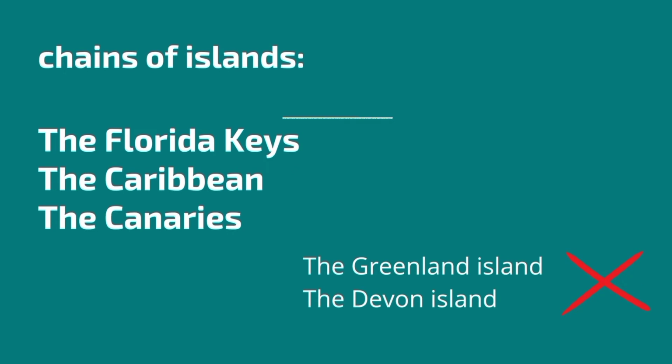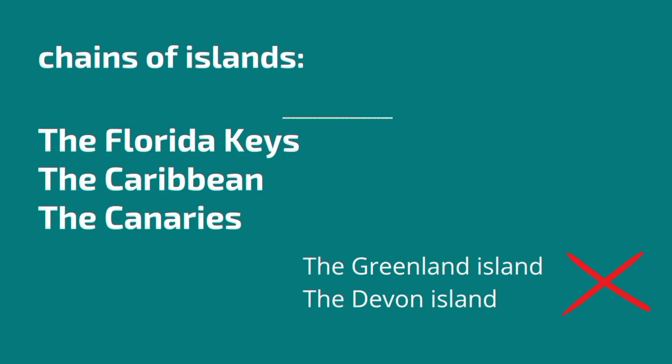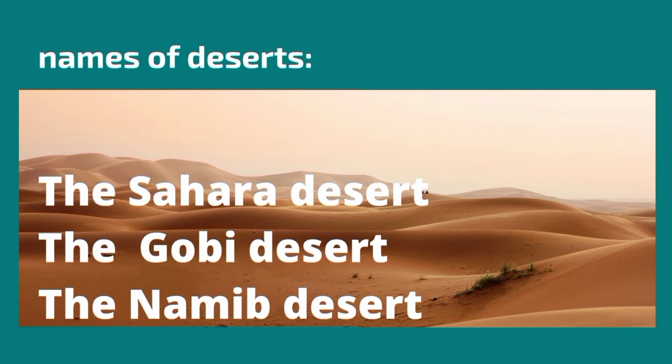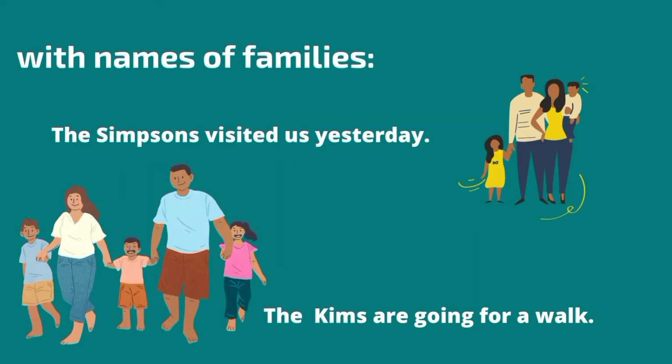Similarly with names of chains of islands, for instance, the Florida Keys, the Caribbean, the Canaries, but not the Greenland or the Devon Island. It's also used with the names of deserts, the Sahara Desert, the Gobi Desert, and the Namib Desert. It's also used with names of gulfs, for instance, the Gulf of Mexico, the Gulf of Guinea, and the Gulf of Alaska. The is used with names of families in the plural form.